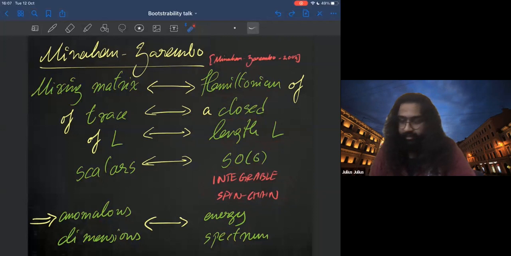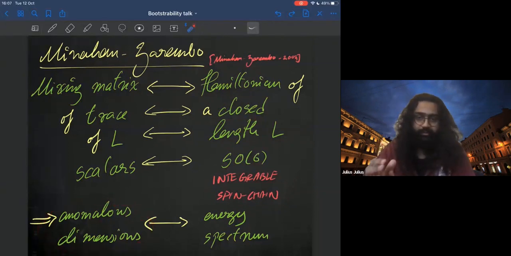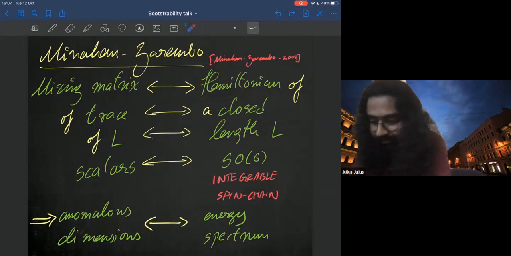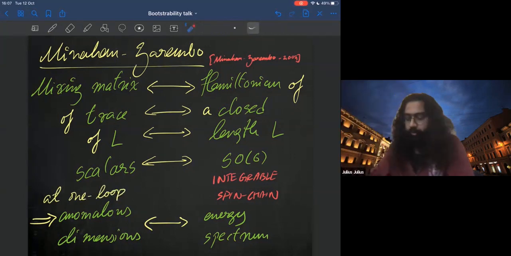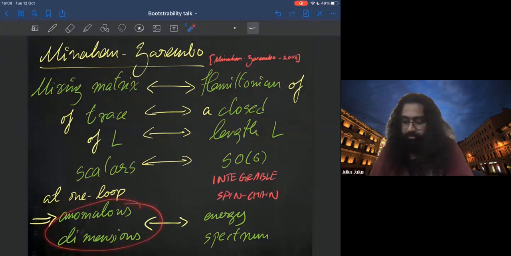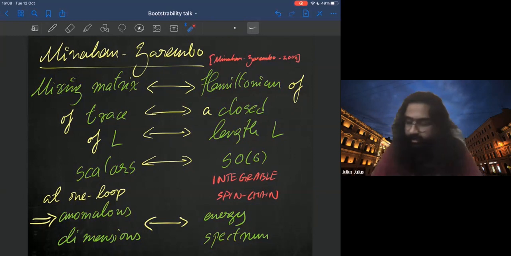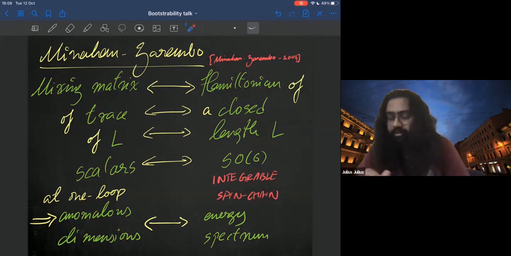So this means that, at least at one loop, and this is only at one loop, the problem of finding the anomalous dimensions of these kinds of operators in N equals 4 super Yang-Mills just boils down to finding the energy spectrum of an integrable spin chain, which means techniques of integrability can become useful for us. And this is already very good because integrability makes life much easier, as we will see.